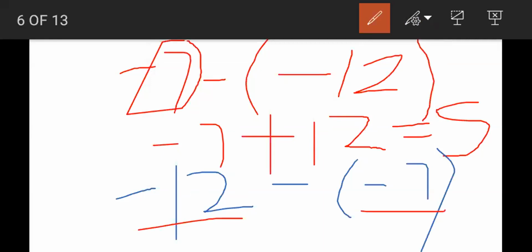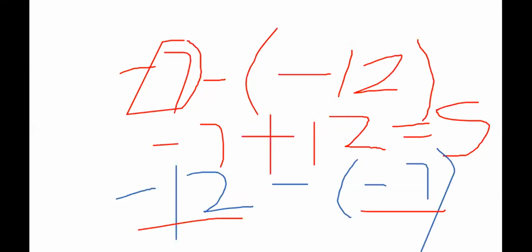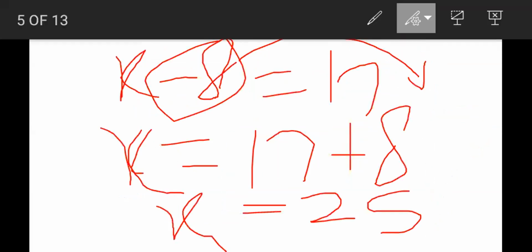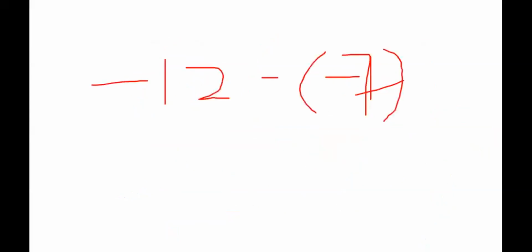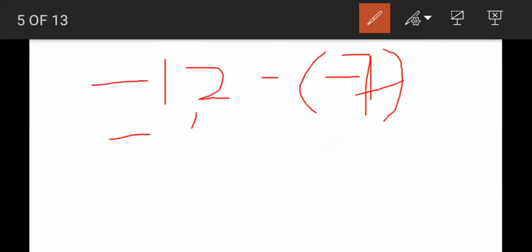Assume that the first one comes first at the other time, then here, 12 should come first. Therefore, we now have minus 12 minus minus 7. Give us what? Minus 12 minus minus is it 7 or 17? Minus 7. Therefore, from here, we now have minus 12 minus times minus this.